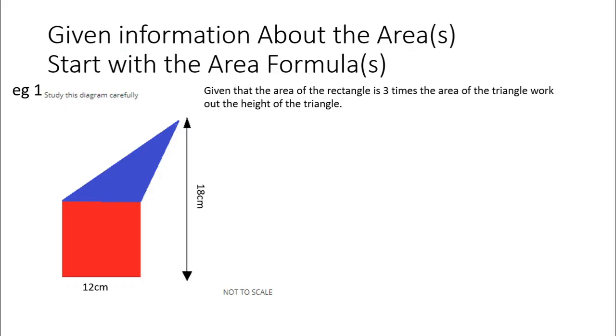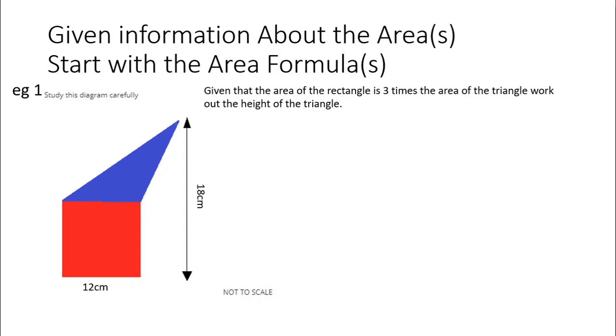Let's start with this example here. Now you should recognize this diagram because we have seen it before, but the information I'm giving you is slightly different. This time I'm giving you the fact that the area of the rectangle is 3 times the area of the triangle, although I'm not telling you what either of those are. And I'm asking you to work out the height of the triangle.